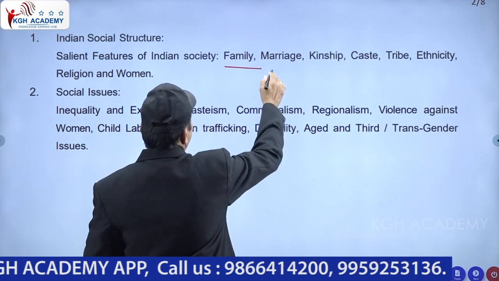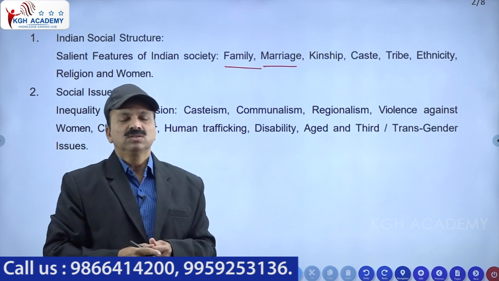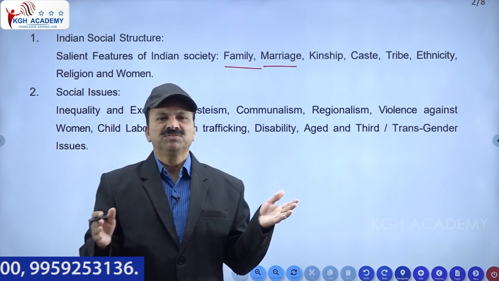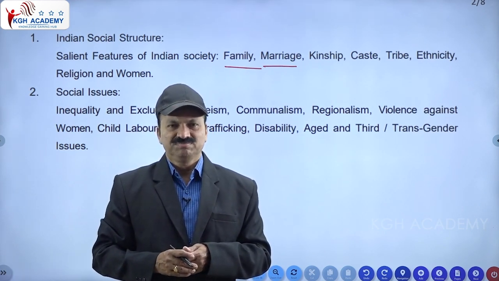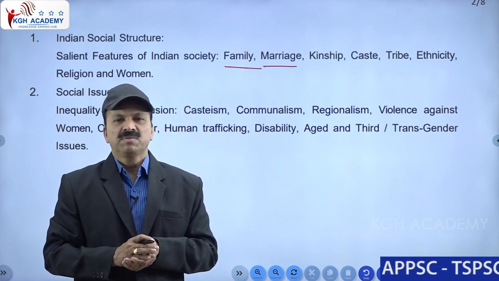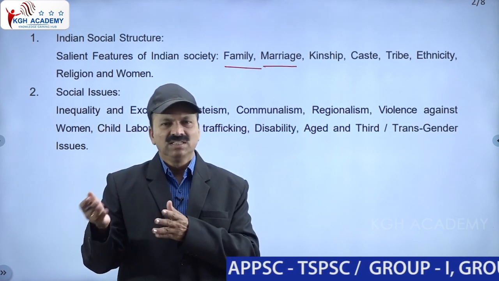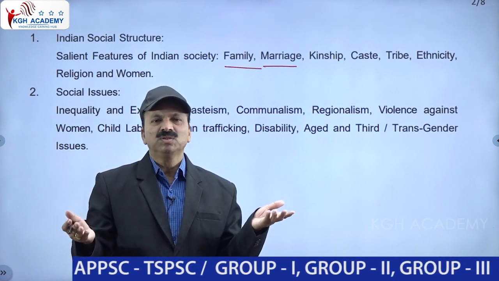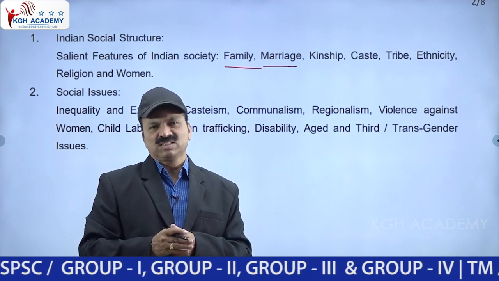Then marriage. What types of marriages existed in earlier ages in Indian society? There were eight types of marriages in society. Four were accepted and four were not accepted. The four accepted marriages were Brahma, Daiva, Prajapatya and Arsa marriage. The other four were not allowed, or even though they sometimes took place, society did not accept them.